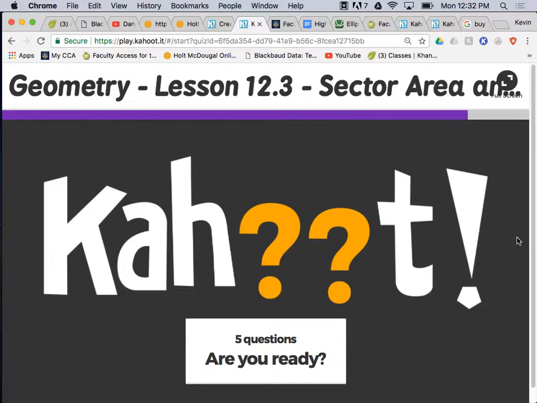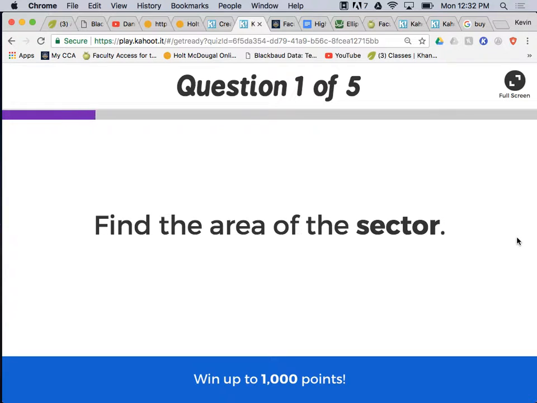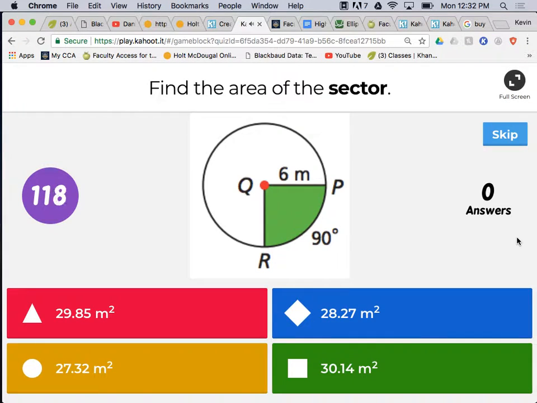All right, we're doing the first 2 questions. Find the area of the sector. Sector, sector, it's the same thing. Yeah, same thing. Sector's even highlighted in the same color.